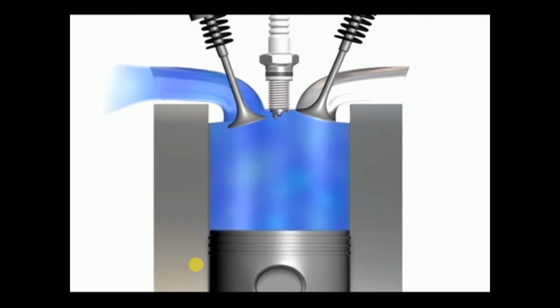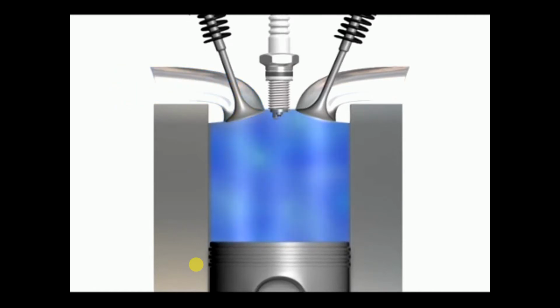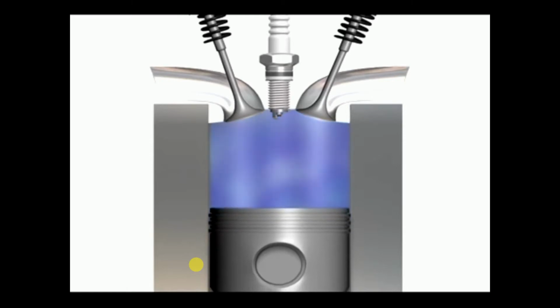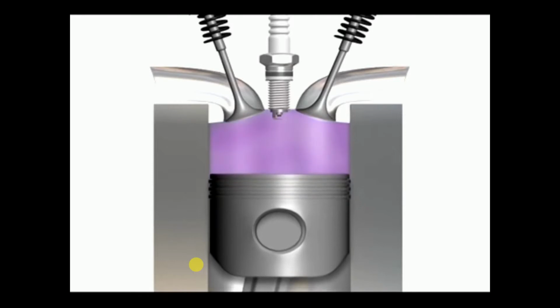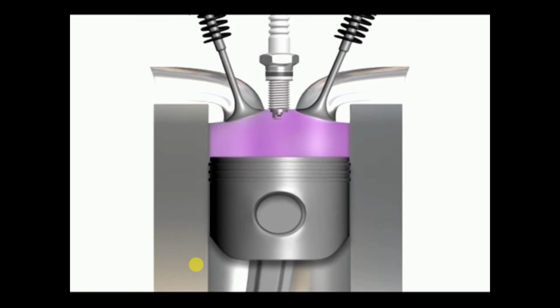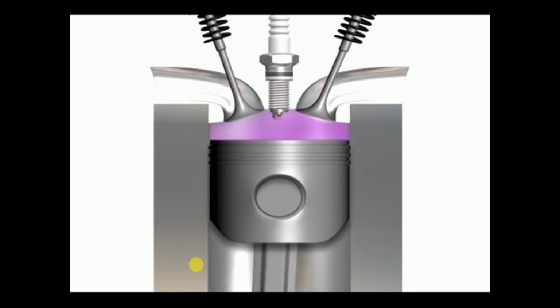Next, the intake valve closes and the piston moves on an upward stroke that compresses the air-fuel mixture. The compression of the air-fuel mixture will make it combust with greater force than if it were uncompressed. This is called the compression stroke.